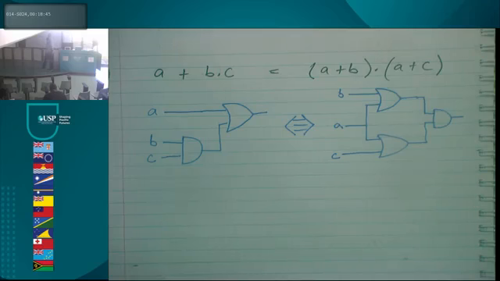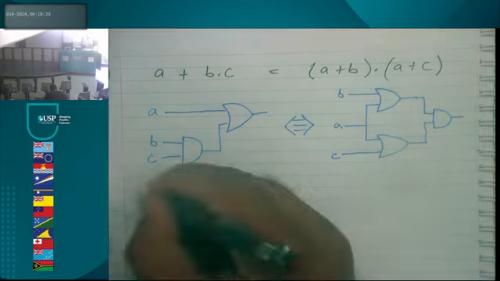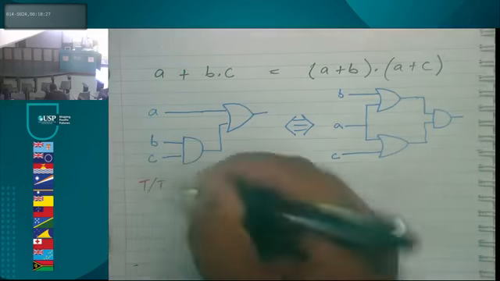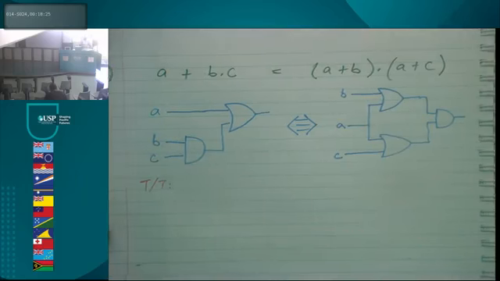Now, how do you prove this? How do you prove this? Again, for these first 3 theorems, or first 6 theorems, I think, you can only prove it using a truth table. So let's go and attempt this truth table.